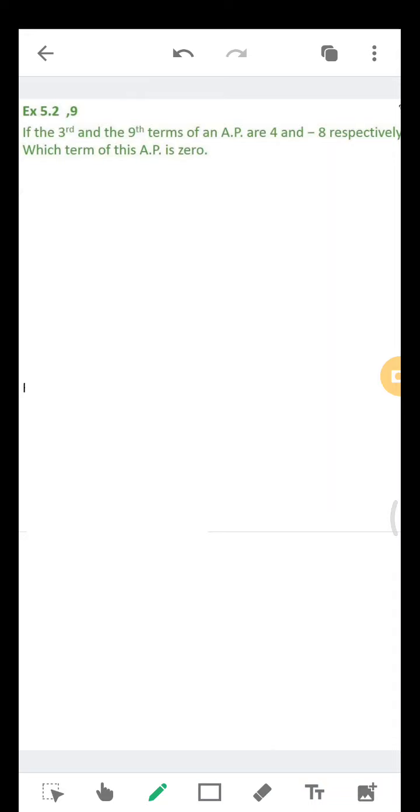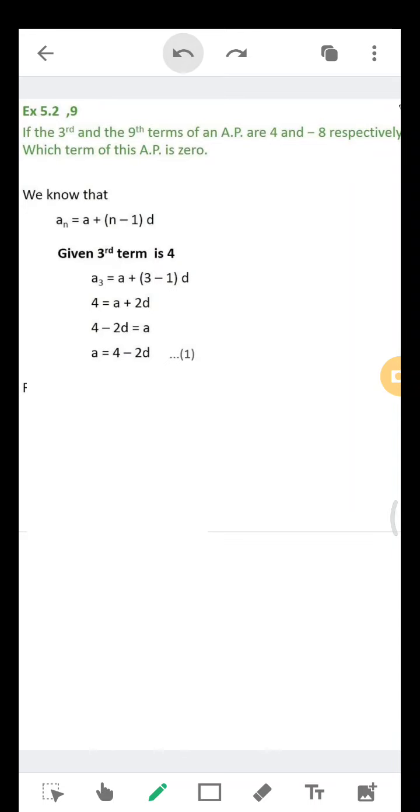The third term and the ninth term of an AP are given. Again the same problem, third term and ninth term are given as 4 and minus 8. We have to find which term of this AP is 0. So first we'll find A and D values again. From A3, the third term is given as 4. So A3 is equal to A plus 3 minus 1 into D, that is A plus 2D. You can write directly A plus 2D also.